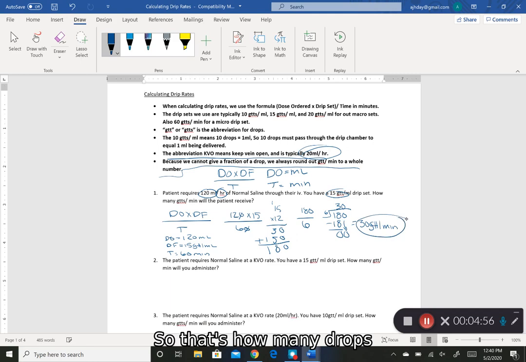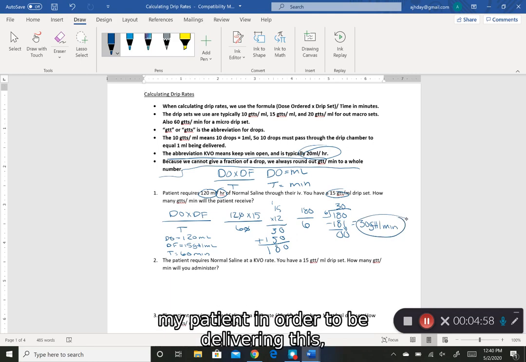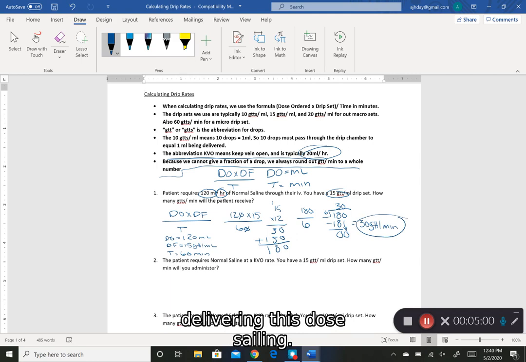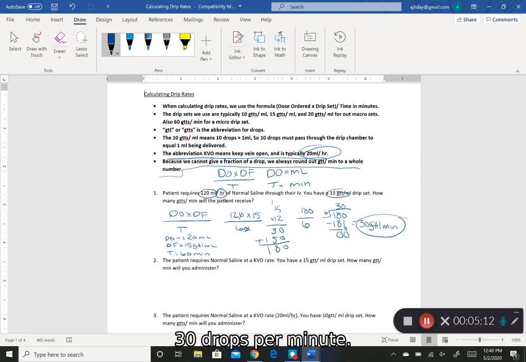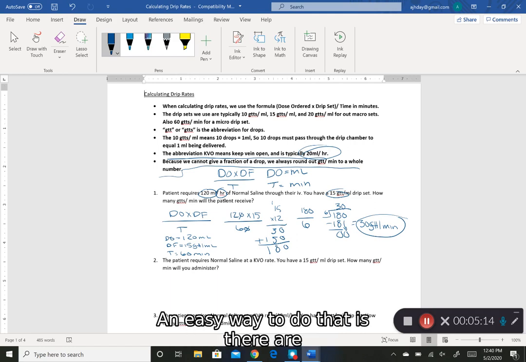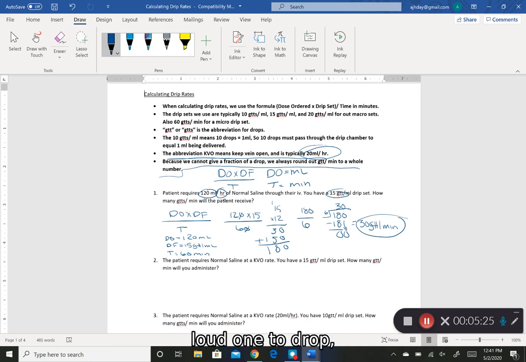So that's how many drops per minute I'm going to deliver to my patient in order to be delivering this dose of saline. So when it comes to actually measuring this out, I'm going to use the dial on the drip chamber, and I'm going to count 30 drops per minute. An easy way to do that is there's 60 seconds in a minute. So 60 divided by 30 is 2. So I'm going to give 1 drop every 2 seconds.